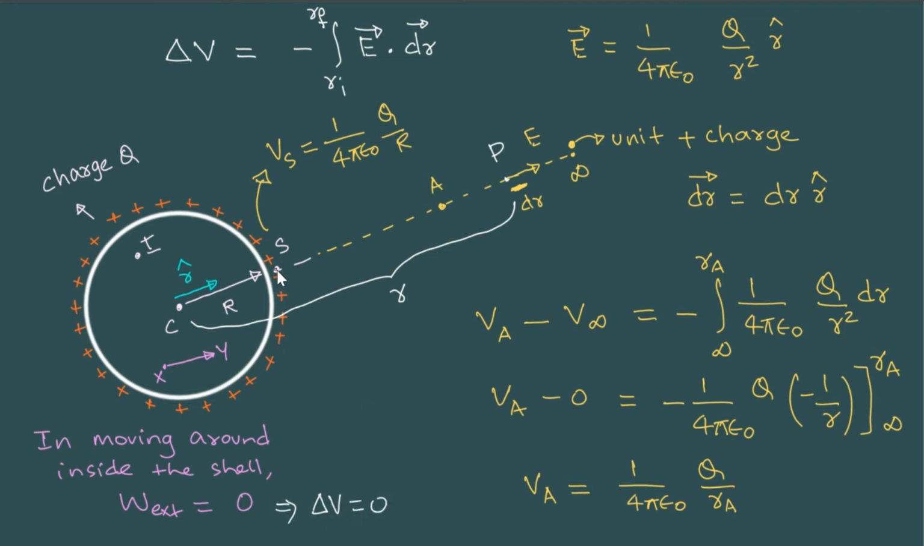So whatever potential you have at this point S should be the potential at any point inside, because there is no work done. The potential should not change. So the potential at point I, for that matter the potential at the center, so anywhere inside, should be the same as that at a point just outside the shell. Okay, so I think we are done here.